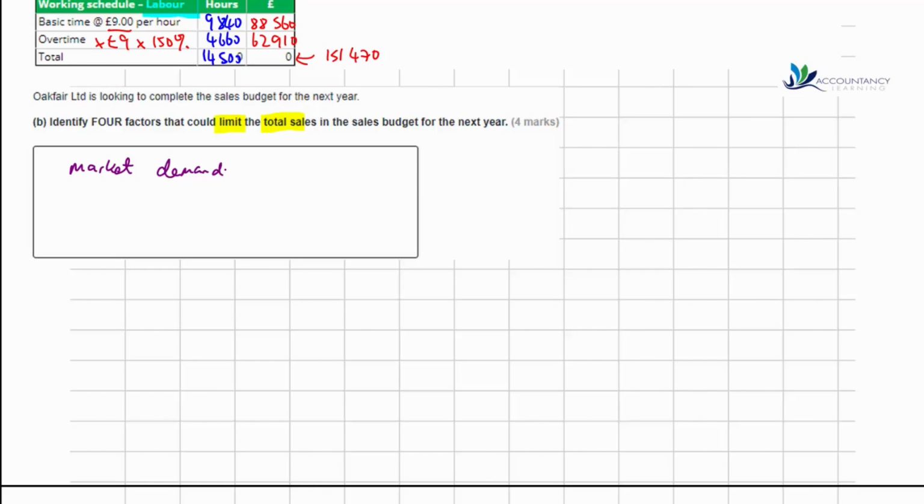So it could be the market demand, but there could also be some internal factors that stop us from making those sales. Again, we noticed in the first part of the question that there were basic labour hours. Well, we can only work our employees so much until they're exhausted. So we might have a limited availability of labour.